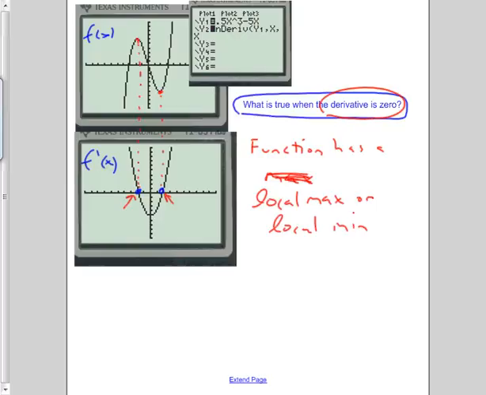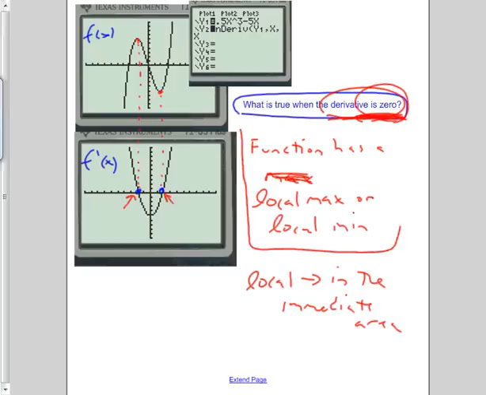Just for definition, please, local means in the immediate area, as you might expect. So this is a really huge idea. Whenever the derivative function is 0, my function is going to have either a local max or a local min. And we can see that right here.